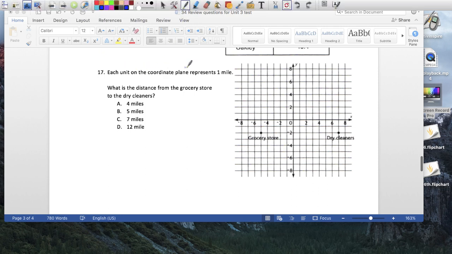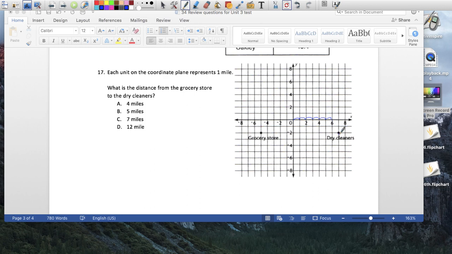Each unit in the coordinate plane represents 1 mile. What is the distance from the grocery to the dry cleaners? Okay, so again, you can count, just be really careful. Recognize what each box represents first. If you're going to do it by counting, this is a multiple choice. I'm really not going to check your work on a multiple choice. But know that in this case, each box is 1, 2, 3, 4, 5, 6. So it is going by ones. Okay, each box representing 1.